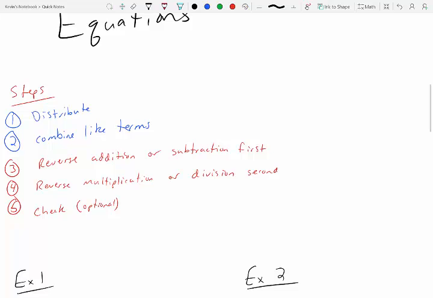Today we're going to section 7-2, solving multi-step equations. The steps to these are very similar to our last one when we had to solve two-step equations. We just add two steps to the front of it.